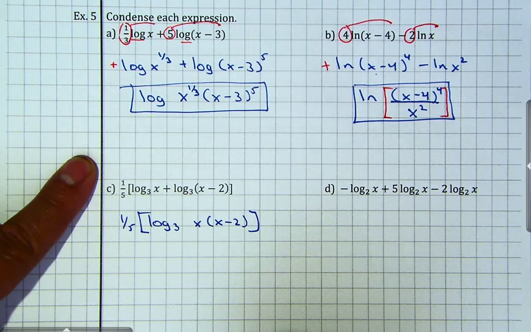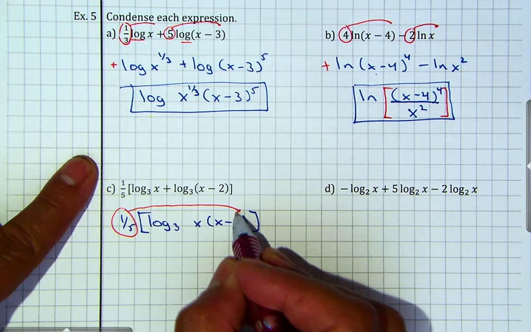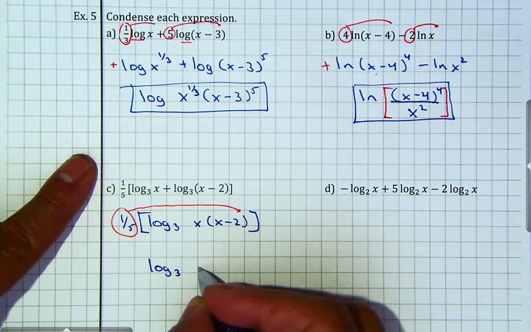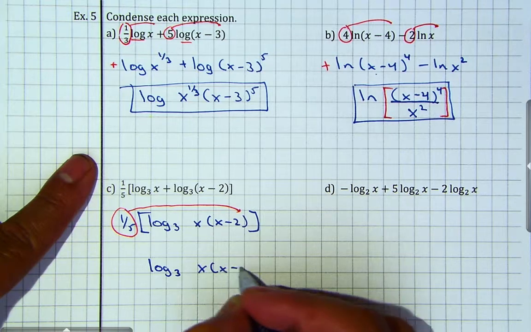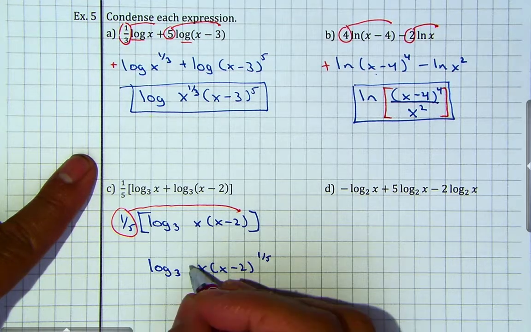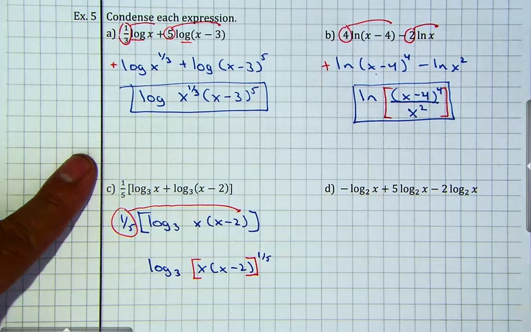So therefore, the 1/5 will be an exponent. Now, just be careful when you rewrite it. This will be x minus 2 to the 1/5. But the 1/5 belongs to them both, so you do need to place a bracket in here. And this will be your final answer.